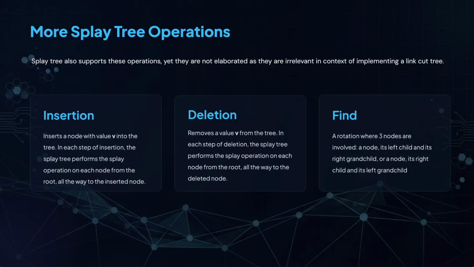Okay, so up next we have more Splay Tree operations. These are operations that a Splay Tree supports, like insertion, deletion, and find, the most fundamental operations of a simple binary search tree or a balanced binary search tree. But they are not really elaborated because they are not relevant in the context of implementing a link-cut tree. So, what does insertion do? It simply inserts the element into the tree, delete simply deletes the element of value v from the tree, and find simply finds the value in the tree.